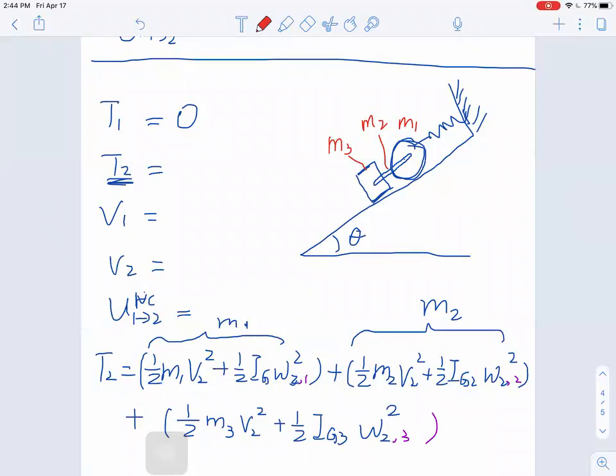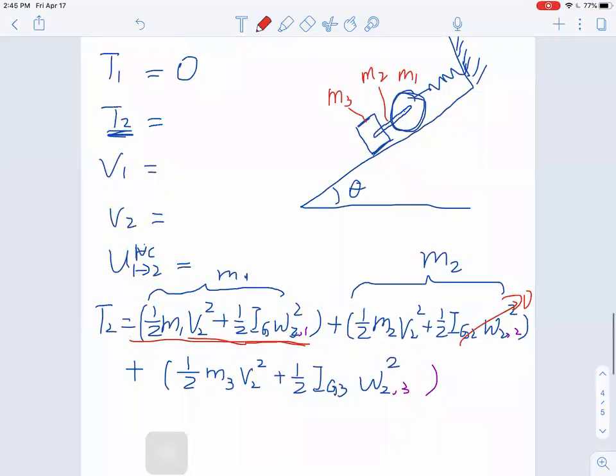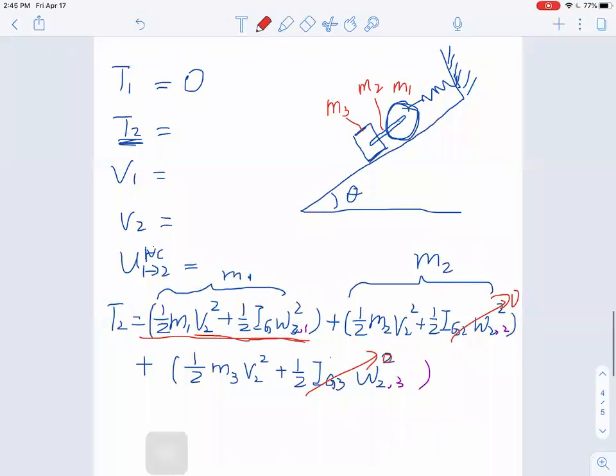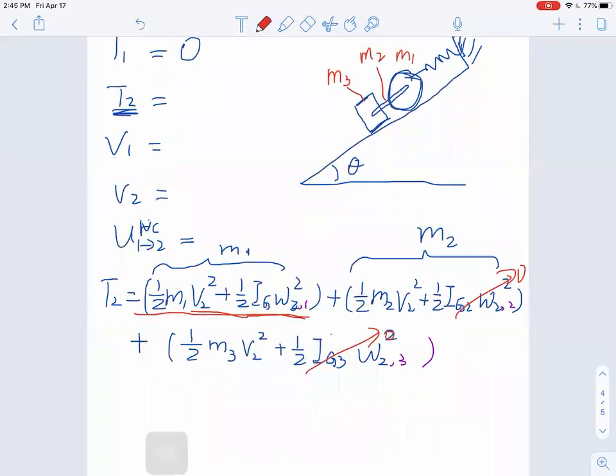And of course, we can simplify this, right? For M1, it's going to look like this. But for M2, we know this bar is fixed between 1 and 3, so there's no rotation. And for the box, it has no rotation as well. And you get a simpler form for T2. And that's how you get T2.